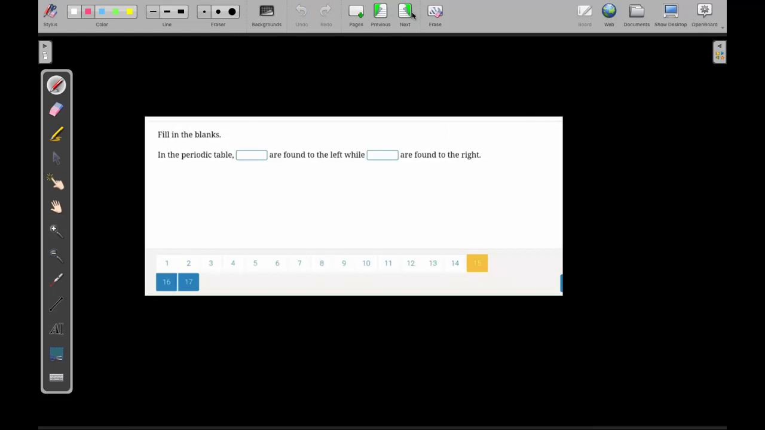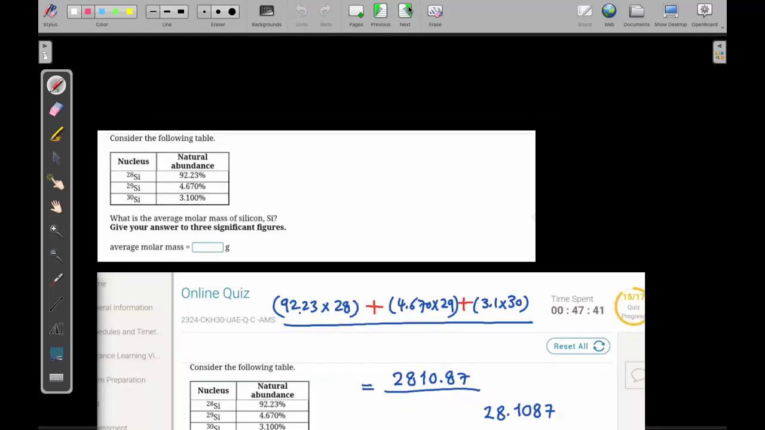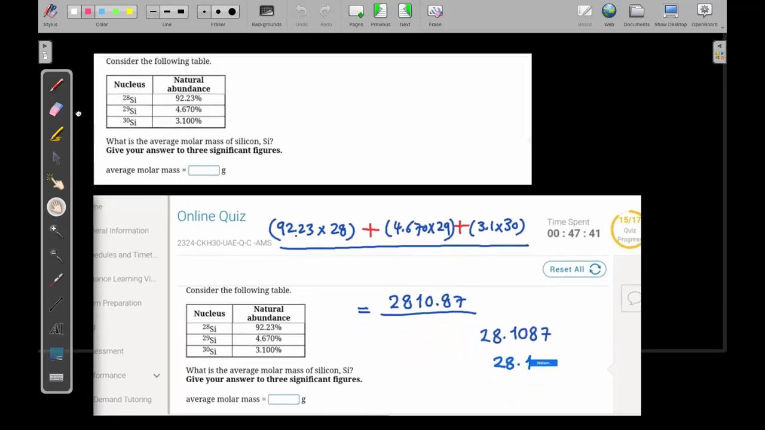In the periodic table, we said the metals are on the left and the nonmetals are on the right. And this is how we answered this question. Let's review again how we answered this question. In this question, we try to find the average mass.